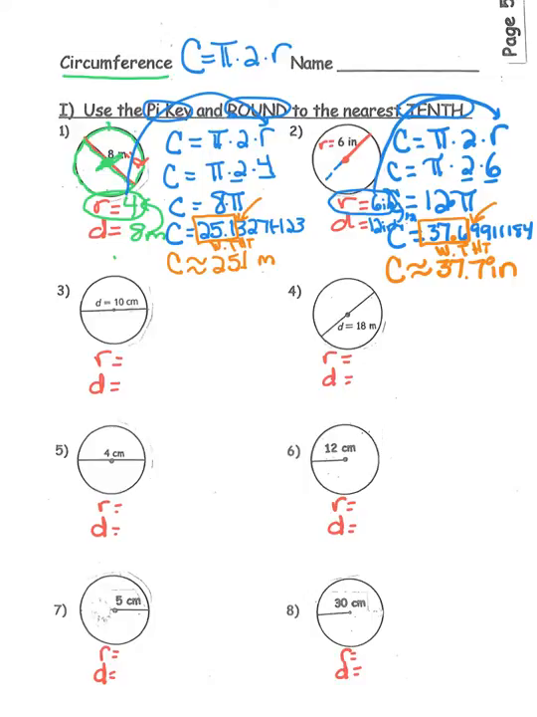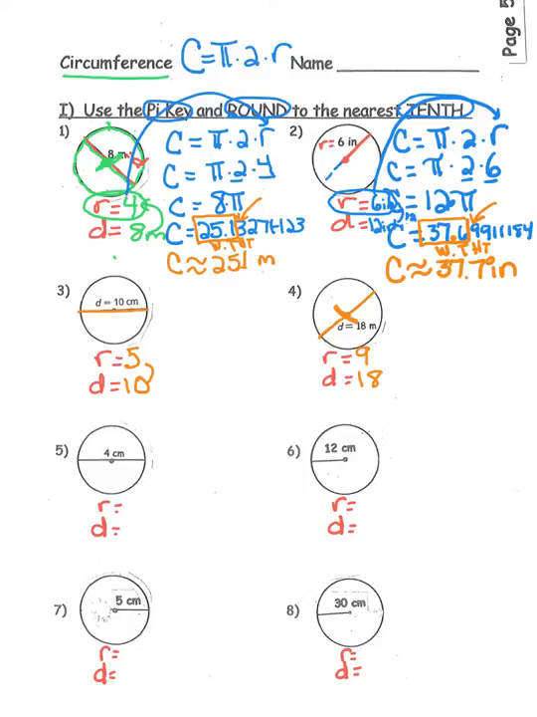Now, using this 5-step process, you're going to complete the rest of the page. Be very careful to make sure if you're given a diameter, like in number 3, you put that down for the D value. And in order to get the radius, you're going to have to cut it in half and get 5. Let's move to number 4. As you look at number 4, you're given a diameter of 18. And if you cut that in half, your radius length is 9.